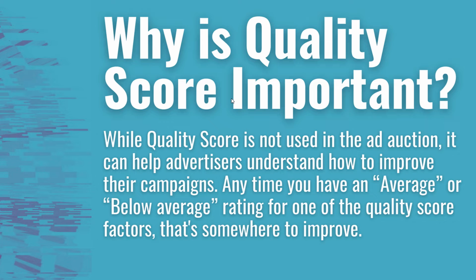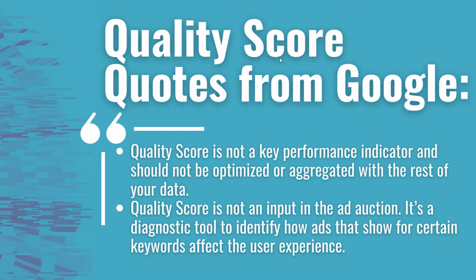Now, I wanted to go over a couple of quotes from Google specifically about quality score, because there are always questions about how quality score is actually used in the ad auction. It's not a key performance indicator, and should not be optimized or aggregated with the rest of your data. In other words, just having high quality scores does not always mean you're going to have great campaign performance. It's not something you should use to say our campaign is performing really well because we have high quality scores. It's more something you should use to say, we need to improve here, here, and here to make sure that we're giving people a relevant experience.